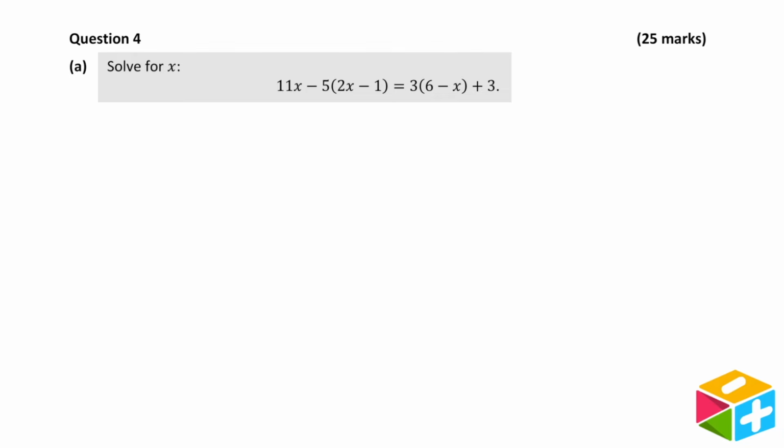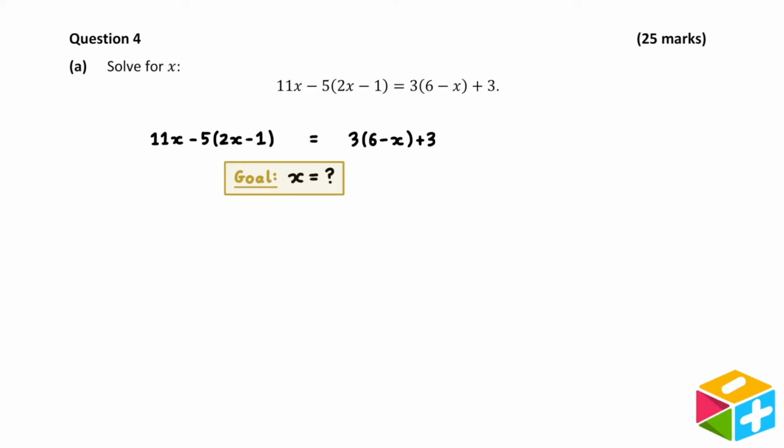Solve for x. 11x minus 5 times 2x minus 1 is equal to 3 times 6 minus x plus 3. Since we're asked to solve for x, our goal here is to isolate x all by itself on one side of the equation. A good first step here is to multiply out the brackets on both sides.